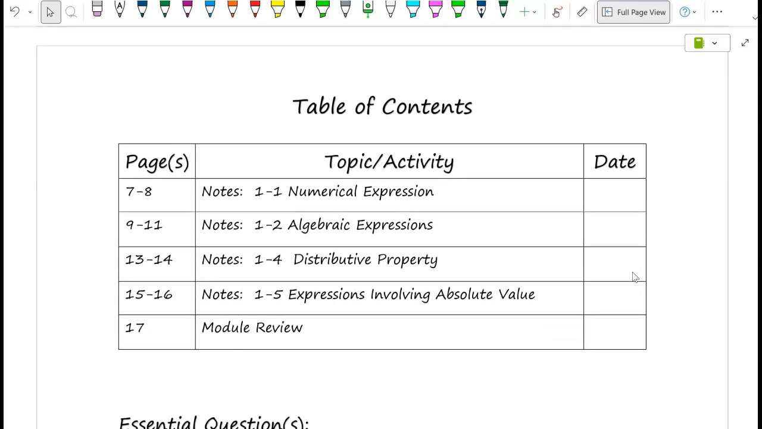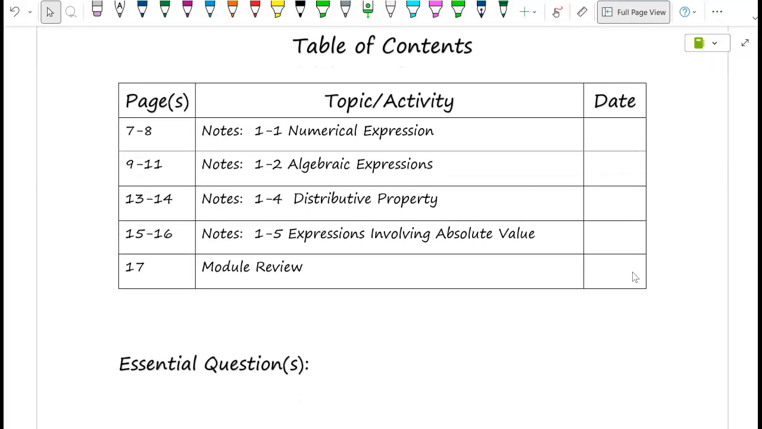All right, the next page, table of contents, tells you what's in this notebook. Today we are going to get started on that first one, numerical expression. So what we should be doing is every time we start a new lesson, putting the date in which we started. So today is August 20th, so there we're going to write in 8/20. Again, this is part of being organized and knowing when did we do which set of notes.